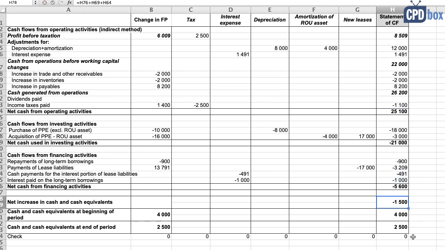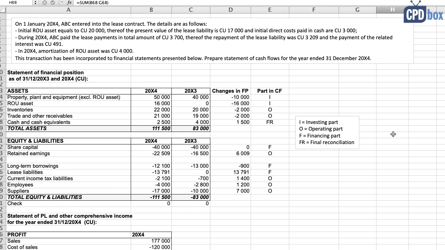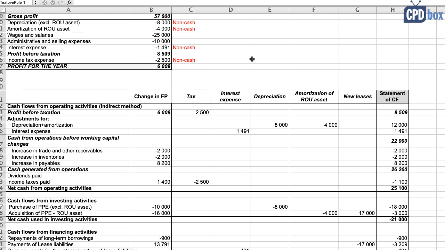Let's take a look at some final numbers related to leases in the statement of cash flows to see if they make sense. So let's see the line acquisition of property, plant and equipment, right-of-use asset. The final statement of cash flows shows the amount of 3,000 currency units. This is okay because ABC paid 3,000 for initial direct costs related to the lease. And the remaining part of the right-of-use asset was financed by the lease itself, so no cash.